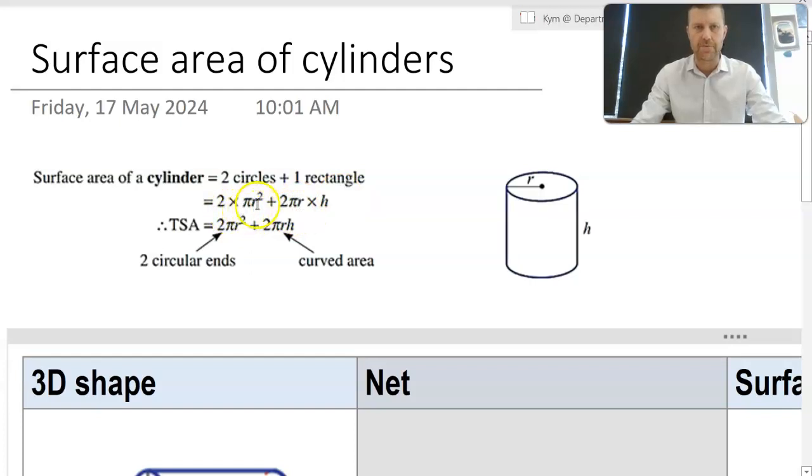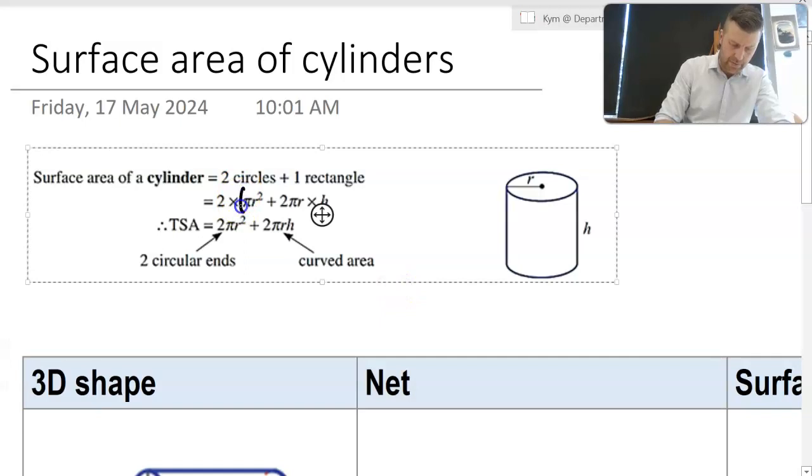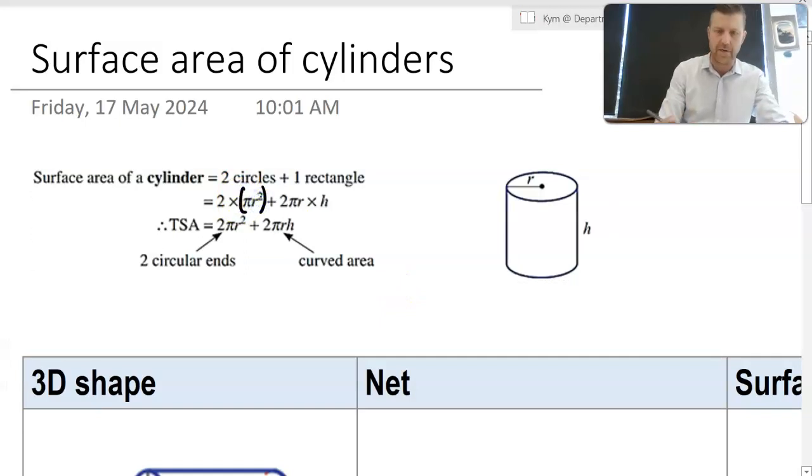2 times pi times radius squared, which is 2 essentially. So this is the formula for the area of a circle, pi times radius squared, but we have 2 of those. 1 at the top and obviously 1 at the bottom. And then 2 times pi times r times height.